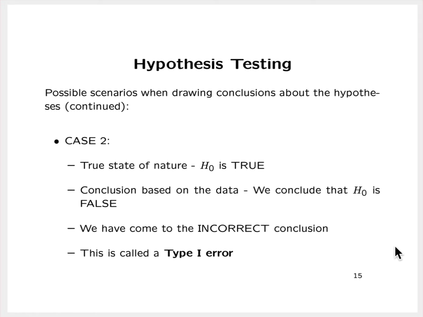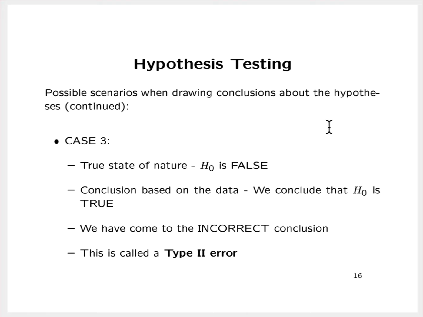In the second scenario, case 2, the true state of nature is that the null hypothesis is true, but based on the data we obtain, we conclude that the null hypothesis is false. Now, when this happens, we have come to an incorrect conclusion because we've rejected a true null hypothesis. This kind of inferential error is called a type 1 error.